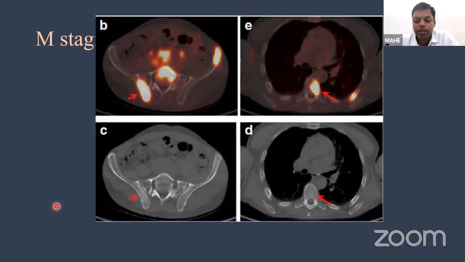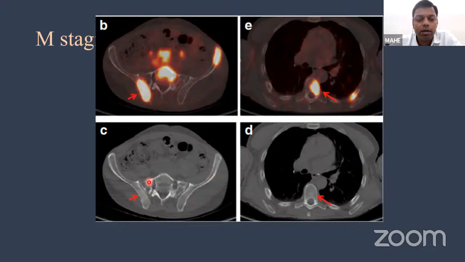Coming to PSMA PET scan, where does PSMA PET scan actually fare well? Just look at the images. If you're doing just a CT or MRI, probably MRI might pick up marrow edema or so. However, on CT scan, it looks normal. Whereas, just look at the PSMA. Intense PSMA uptake is seen in a relatively normal CT scan.